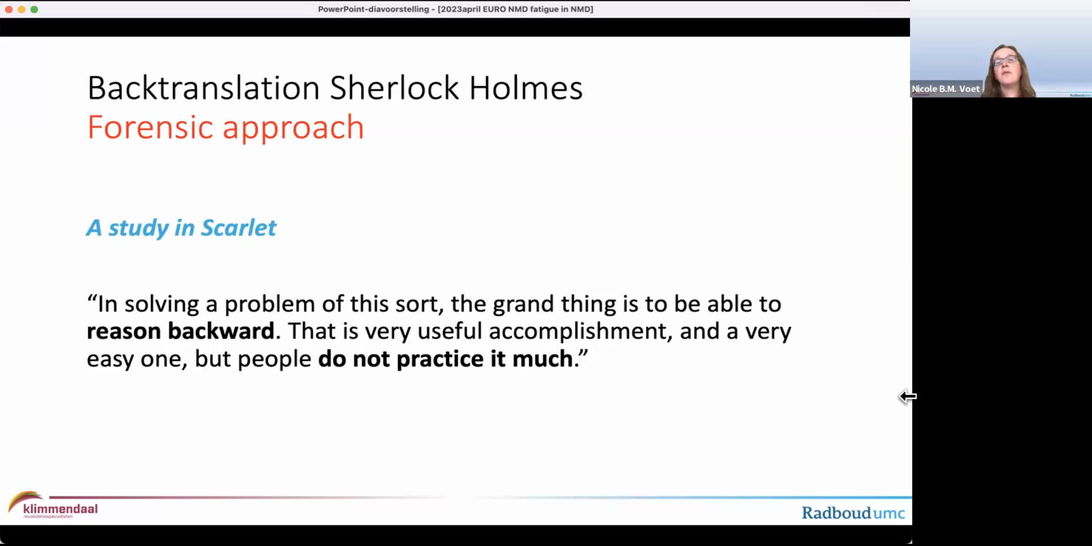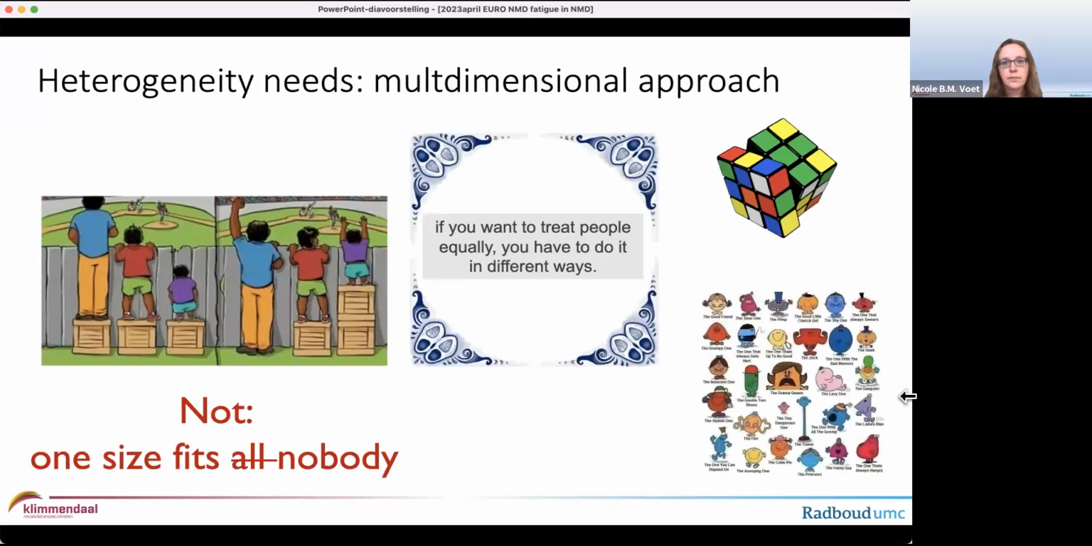He says, in solving a problem of this sort, the grand thing is to be able to reason backward. There has happened something and we have to reason backward. And it's a very usual accomplishment and a very easy one, but people do not practice it much. So I advise reason backward to see what helps and what helps not.